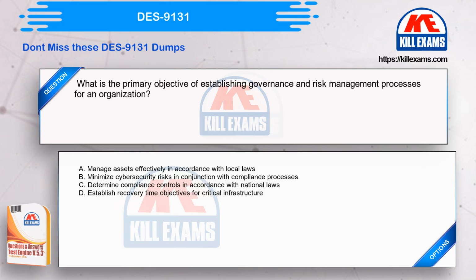What is the primary objective of establishing governance and risk management processes for an organization? Option A. Manage assets effectively in accordance with local laws. Option B. Minimize cybersecurity risks in conjunction with compliance processes. Option C. Determine compliance controls in accordance with national laws. Option D. Establish recovery time objectives for critical infrastructure.